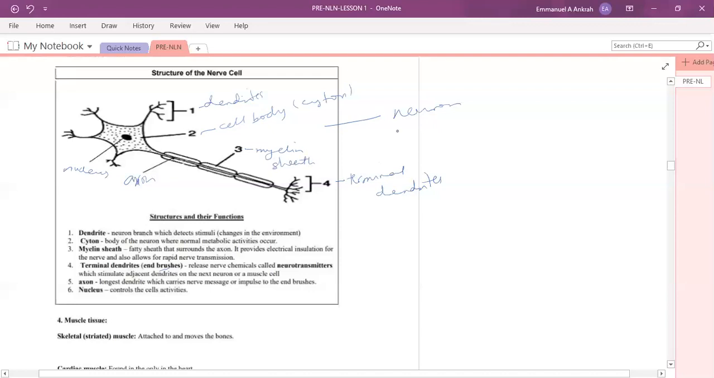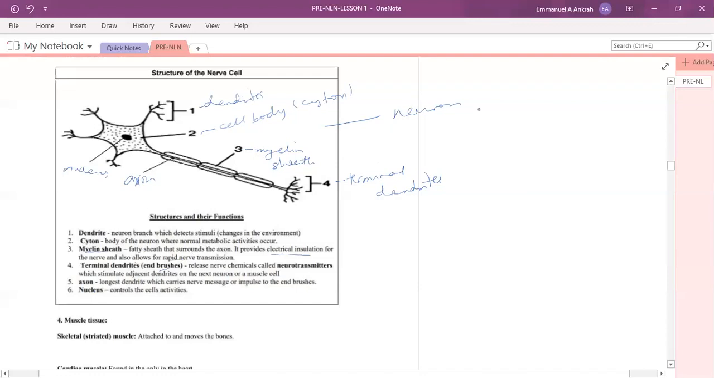You have the myelin sheath. Now the function of the myelin sheath is to insulate the axon. It protects the axon so that it can easily transmit the electrical stimulus. So that's over here, the myelin sheath, a fatty sheath that surrounds the axon. It provides electrical insulation for the nerve and also allows for rapid transmission of nerve impulse.